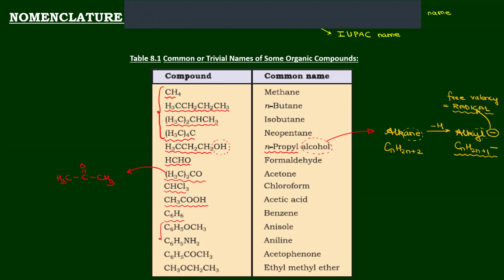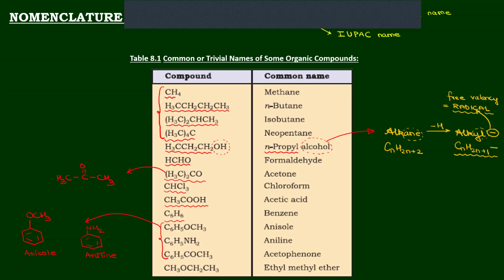Now the next three are the aromatic compounds with some substituent. If you look at the first one, there is benzene, which is C6H5, and then bonded with an OCH3. This is the structural form. So benzene with OCH3 is called anisole. Next one is C6H5, meaning again a benzene ring, bonded with an NH2, which is called aniline.